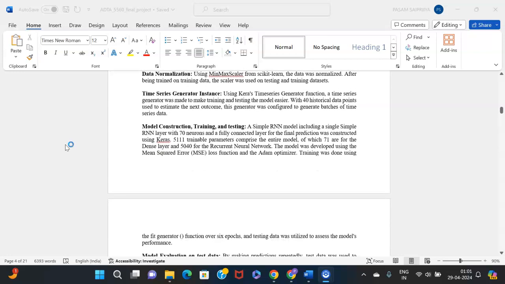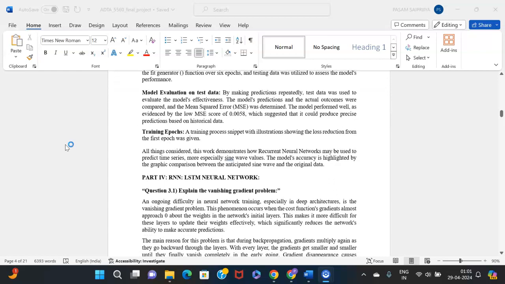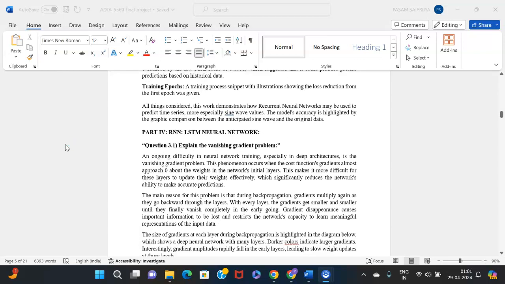Model construction, training, and testing. A simple RNN model including a single SimpleRNN layer with 70 neurons and a fully connected layer for the final prediction was constructed using Keras. Model evaluation on test data: by making predictions repeatedly, test data was used to evaluate the model's effectiveness. The model's predictions and the actual outcomes were compared, and the low MSE score of 0.0058 suggested that it could produce precise predictions based on historical data.